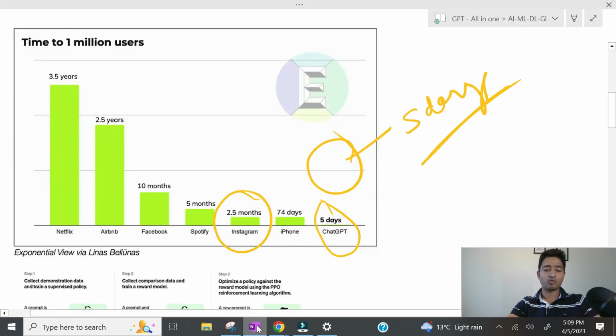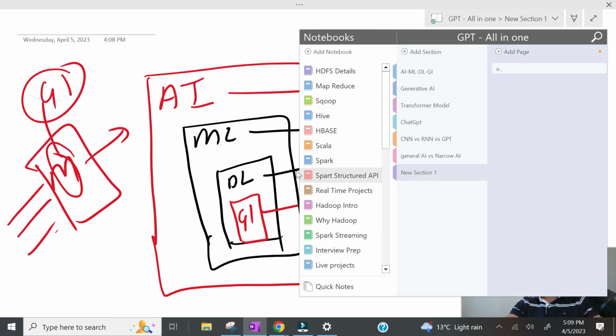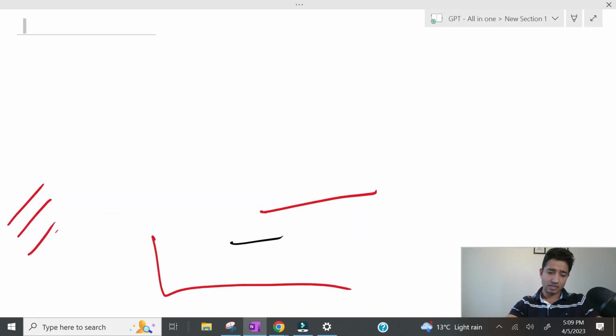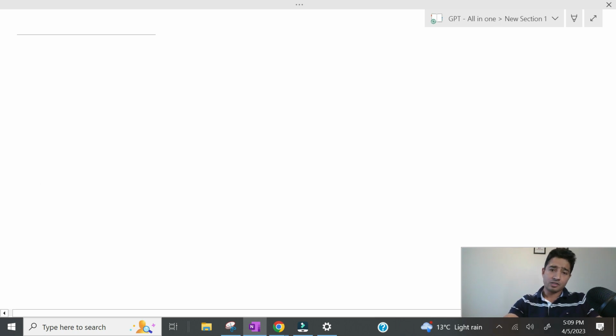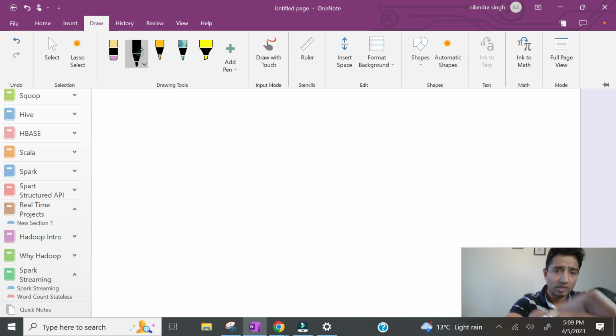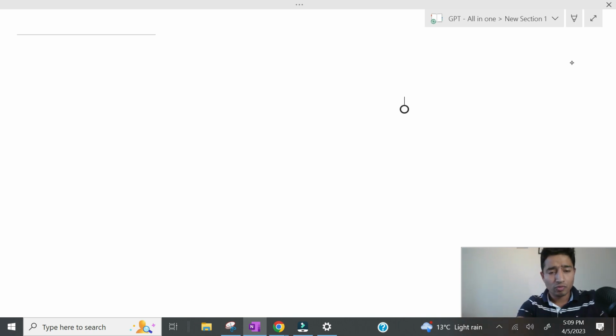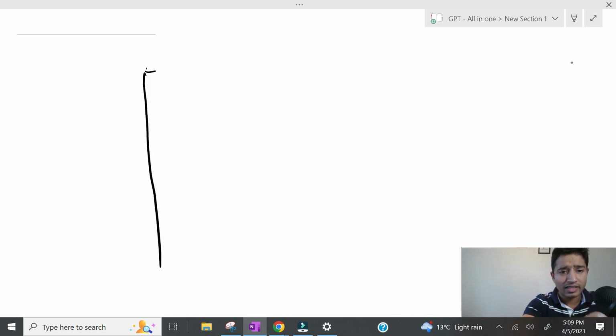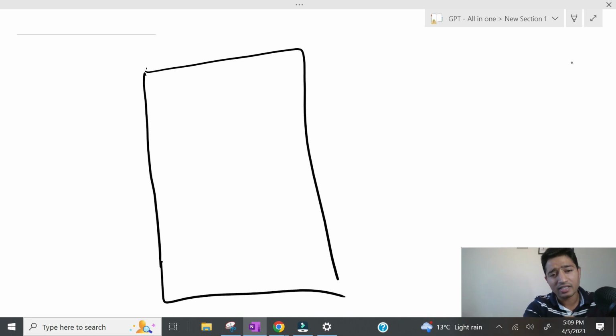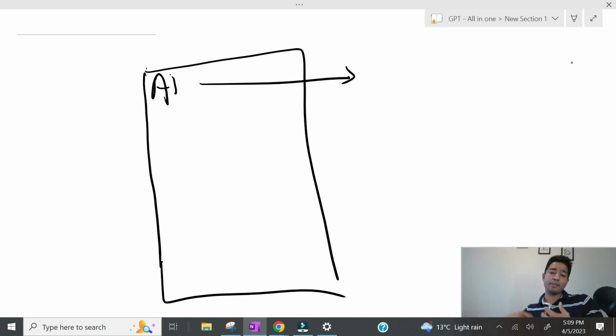Let me go to my whiteboard. Let's create a new whiteboard. Okay, I'll go for a black pen. So we all know that AI is not something new, right? So what is AI? First of all, AI is a way to make machines intelligent so that they can mimic human behavior. On a very high level, this is what AI is.